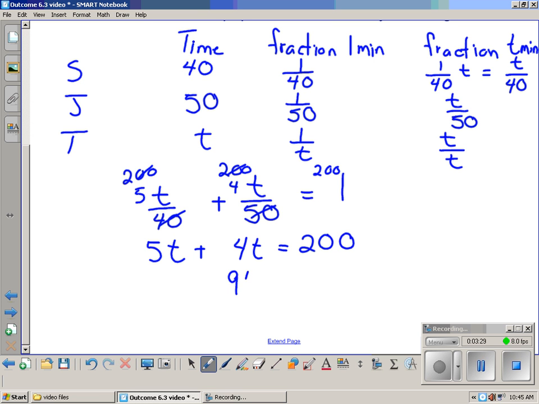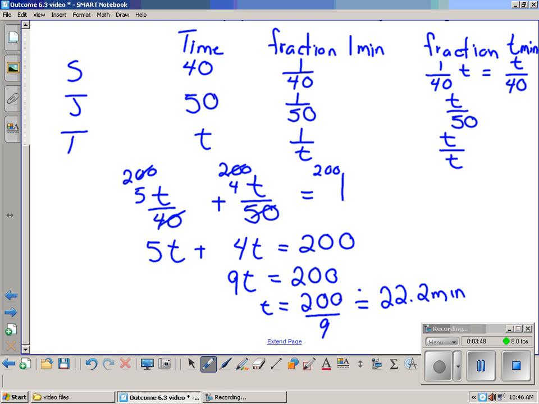Collecting like terms, we end up with 9t equals 200, or t is equal to 200 over 9, which is approximately equal to 22.2 minutes. This is the time that it would take Sheena and Jeff to deliver the papers if they work together.